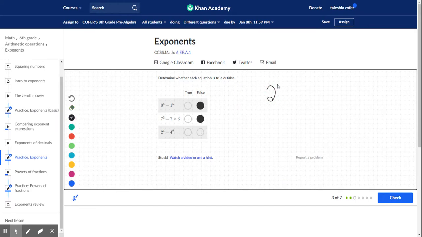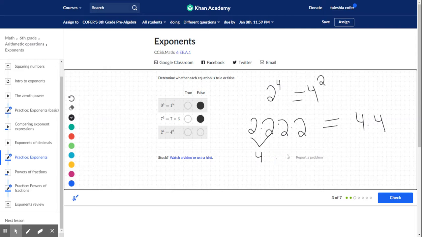Over here we have 2 to the 4th power, and they want me to figure out if that's the same as 4 squared. 2 to the 4th power, that's saying 2 times 2 times 2 times 2. And I'm trying to see if it's equal to 4 times 4. I know that 2 times 2 is 4, but I still have to multiply times 2 times 2. Let's see if that equals 4 times 4.